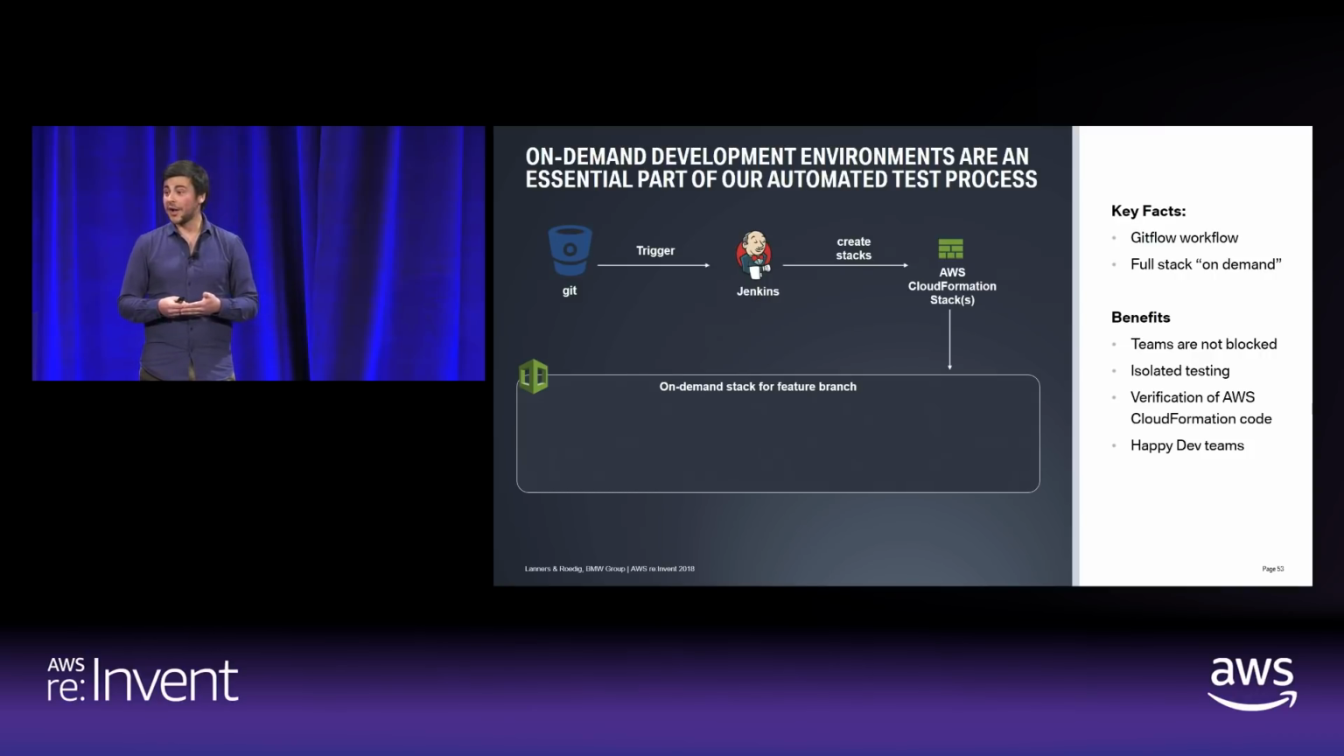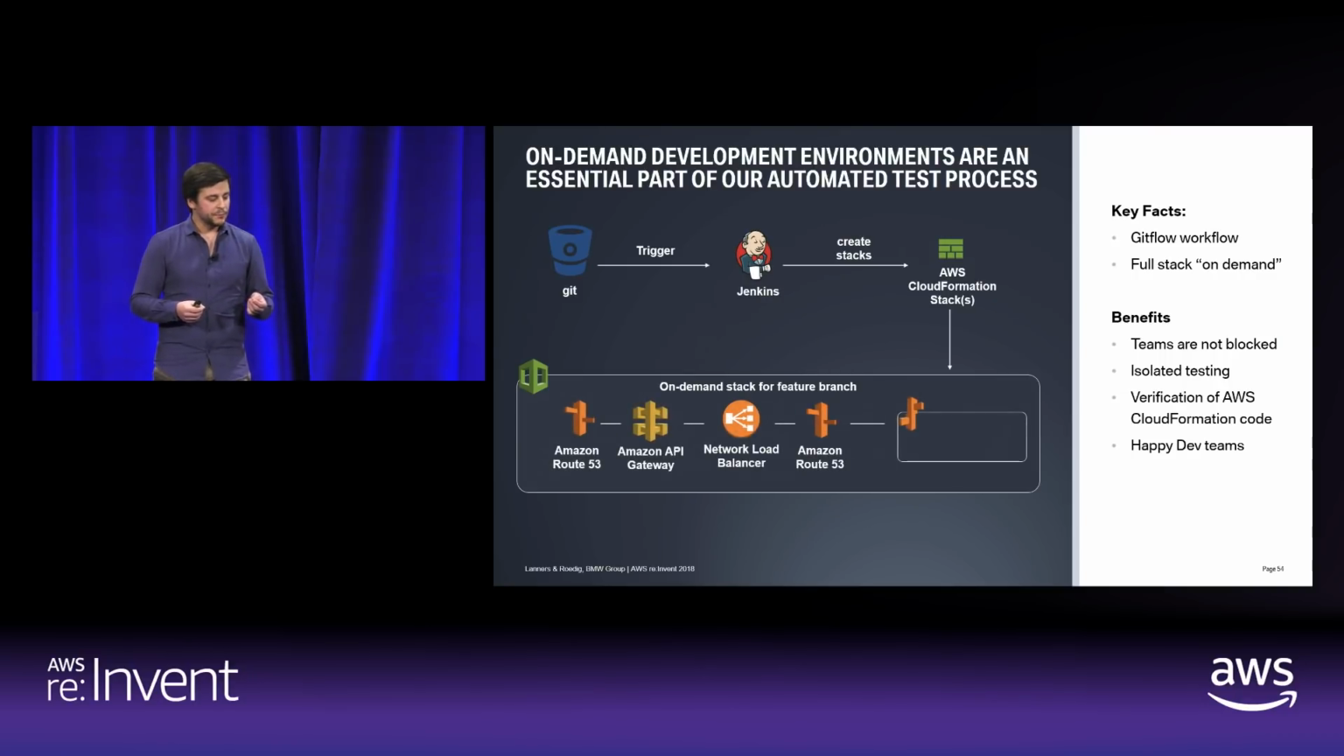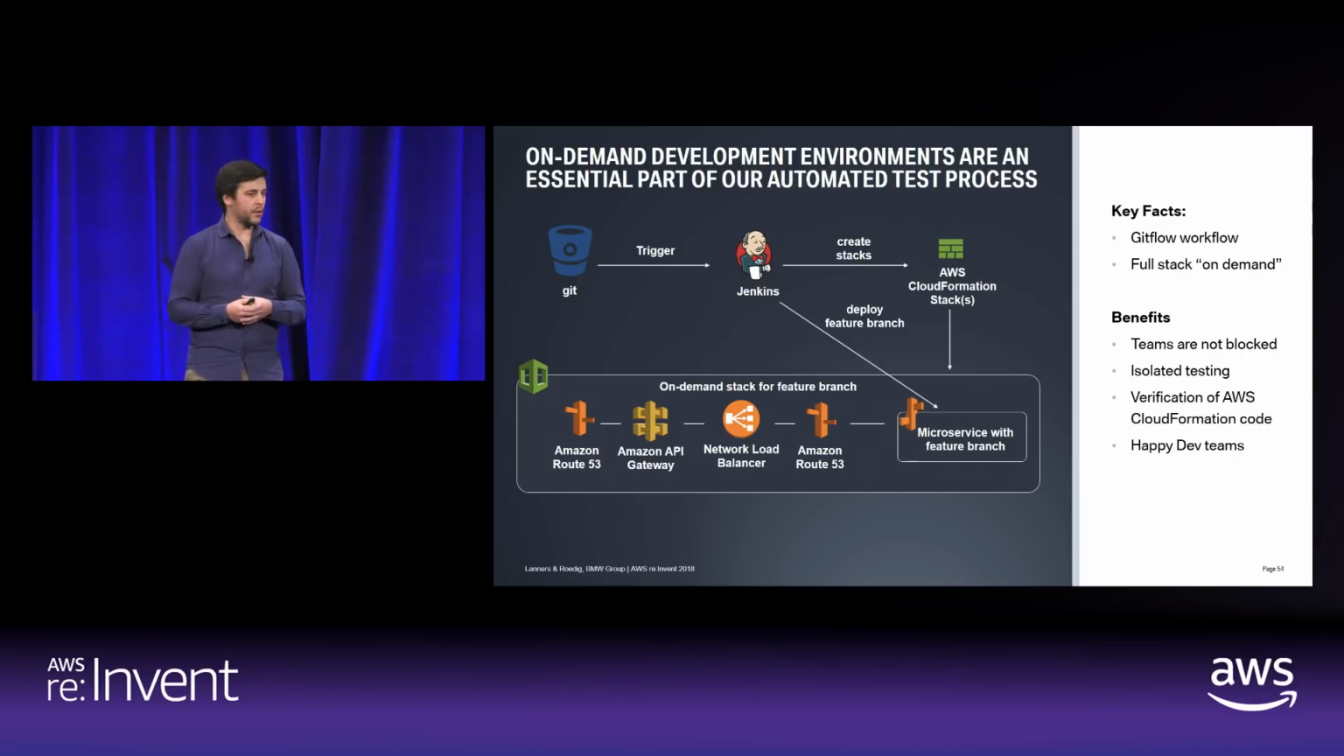Jenkins pulls all CloudFormation templates out of the Git repository and creates the microservice stack. The microservice stack contains everything you have seen before in this presentation. And if the stack is up, Jenkins deploys the feature branch to the microservice. Then the team can run the CI pipeline, do manual testing, or do whatever they need.